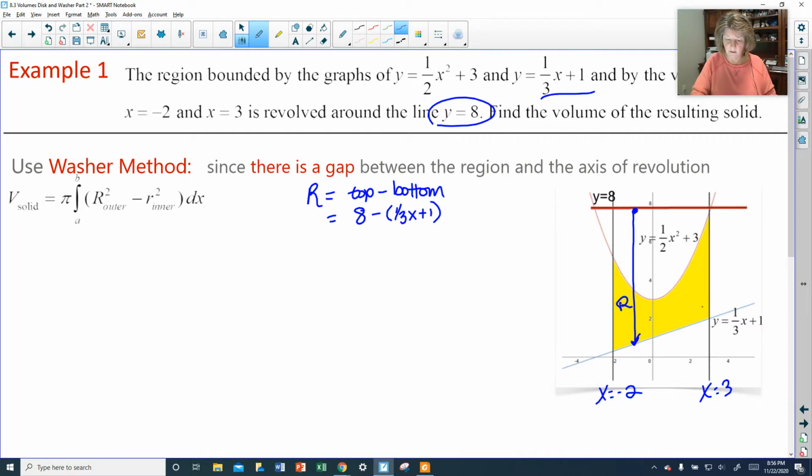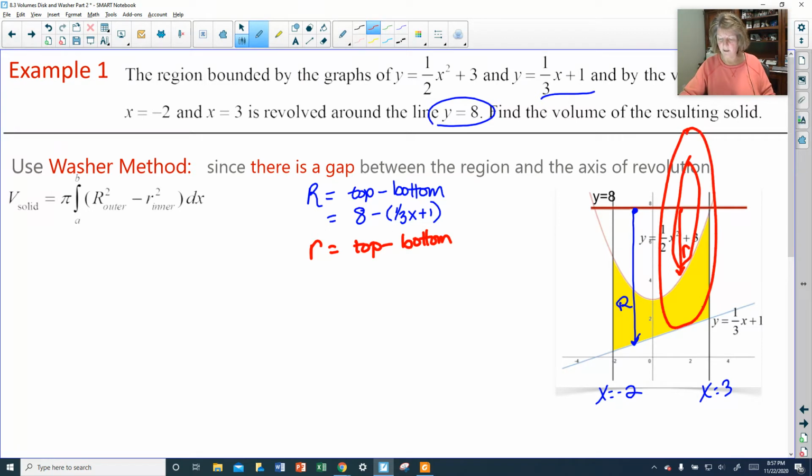All right, then little r is going to go from my axis of rotation to the function that's in the inner part, that's going to really result in the void area, the hole, the region that is generating the hole. So that's going to be little r. And once again, for little r, it's going to be a top minus bottom, because I'm working in x's since I'm rotating about a horizontal line. We could see if we created that disk, and there's the washer. This inside piece here, this inner, would generate the hole to the washer.